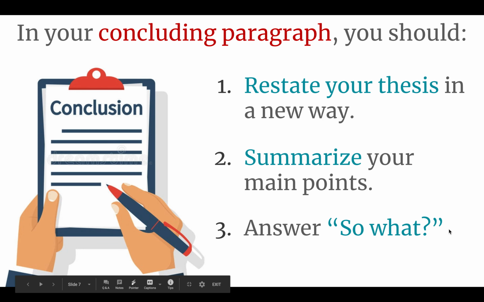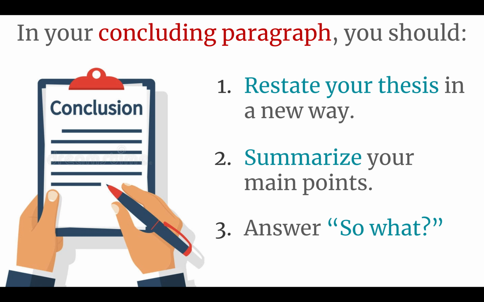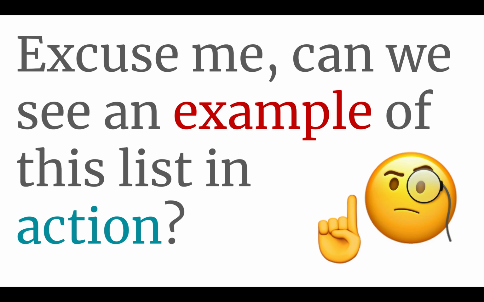You do 3 things when you're writing your concluding paragraph. First, you're going to restate your thesis. You're going to remind the reader what your thesis was at the beginning, but you're going to say it in a different way. Next, you're going to summarize just the main points. You're going to wrap everything together that you covered in your first, second, and third body paragraph. And then you're going to end by just answering the question, so what? And I'll explain that in a few slides. So let's look at an example of this list in action.